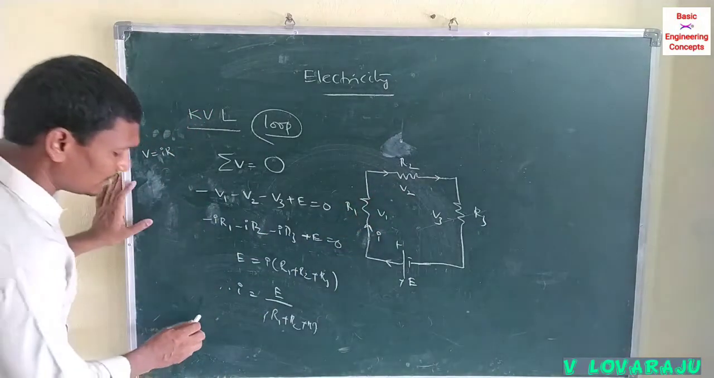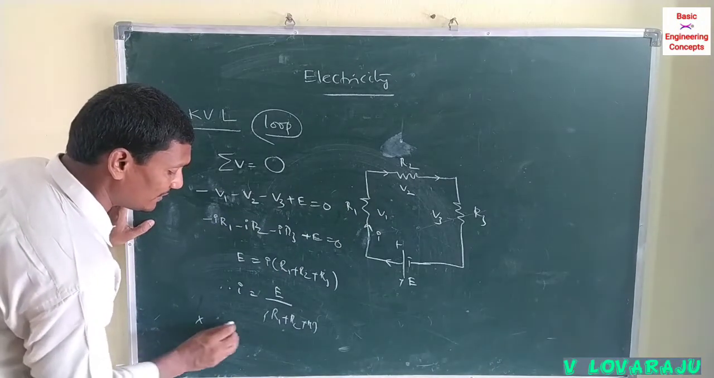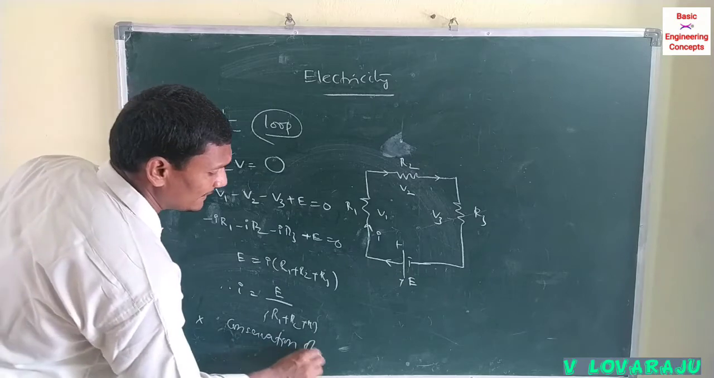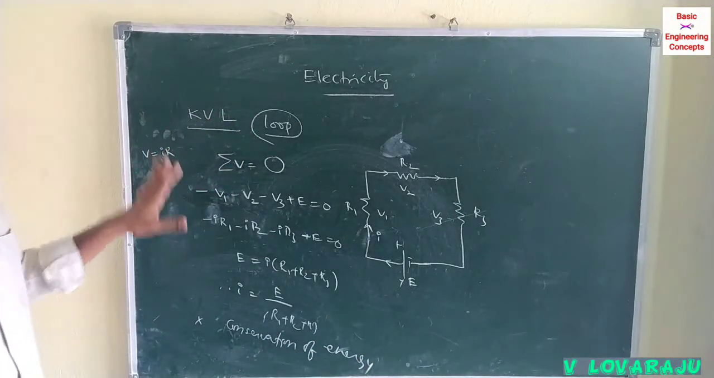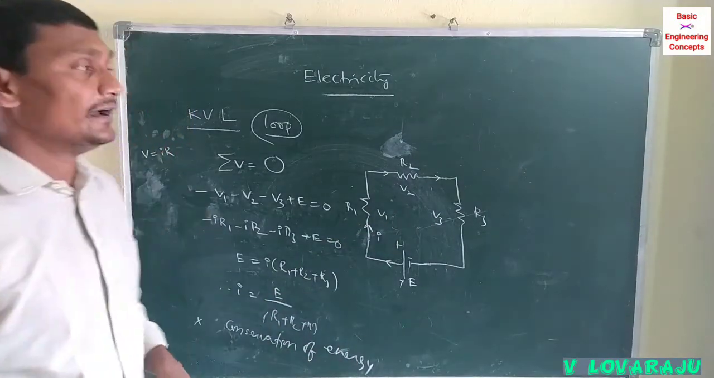In this circuit, the total energy is constant. That's why it obeys the law of conservation of energy. The KCL always obeys the law of conservation of charge. The KVL always obeys the law of conservation of energy.